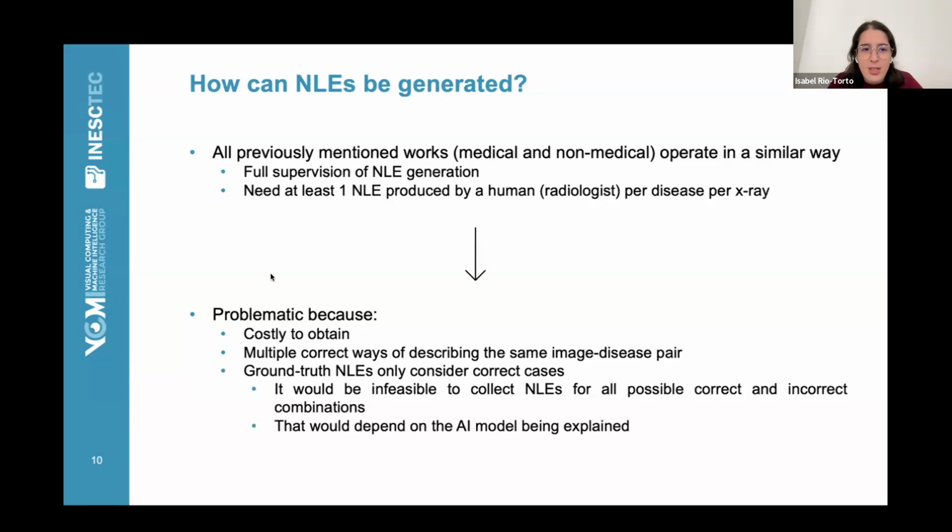And of course, that would also depend on the AI model being explained. So imagine you would need at least one sentence per model, per image, per disease. That would be absolutely infeasible.